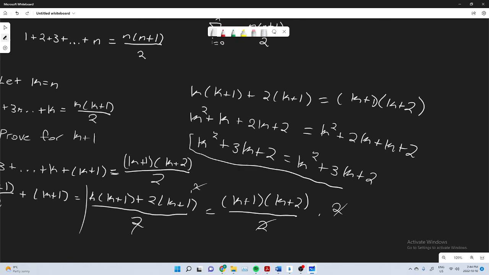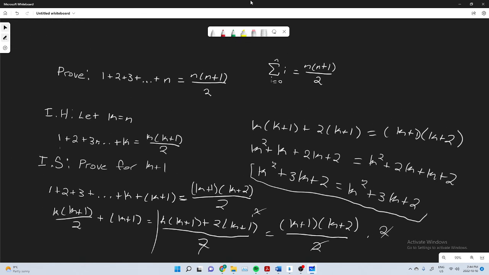And what that means is for all values of n, our original formula holds true. So therefore, we proved this is true by mathematical induction.